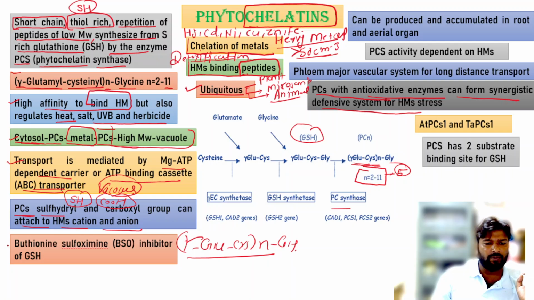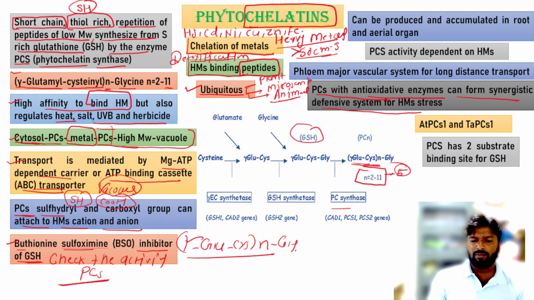Also there is one compound that is known as buthionine sulfoximine. This compound acts as an inhibitor of GSH, glutathione. Okay, and this compound is used to check the activity of phytochelatins. Okay.